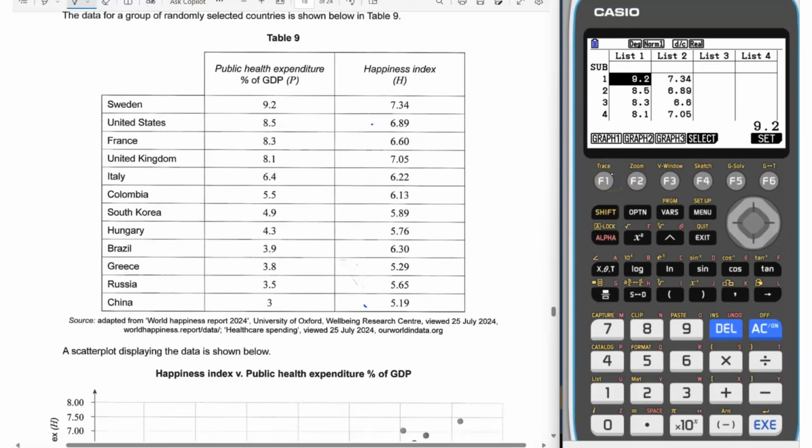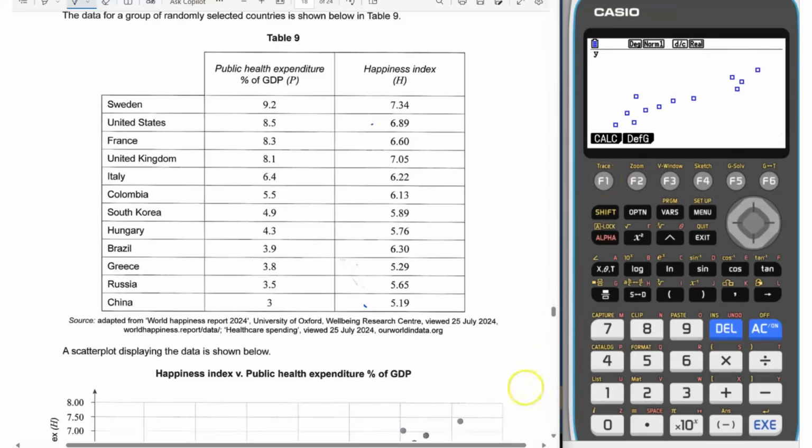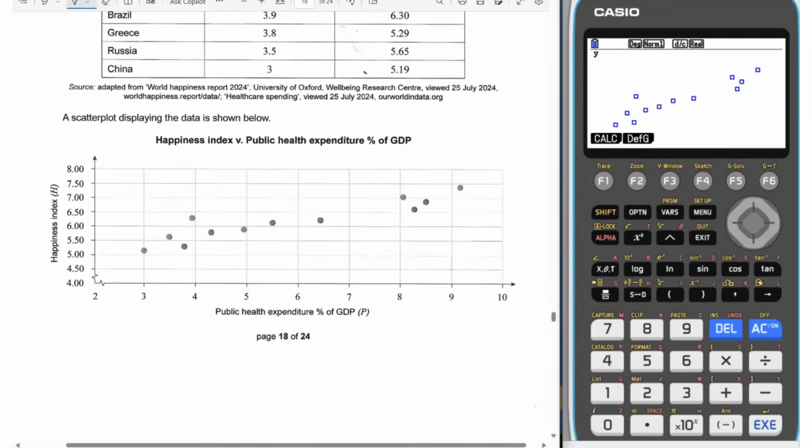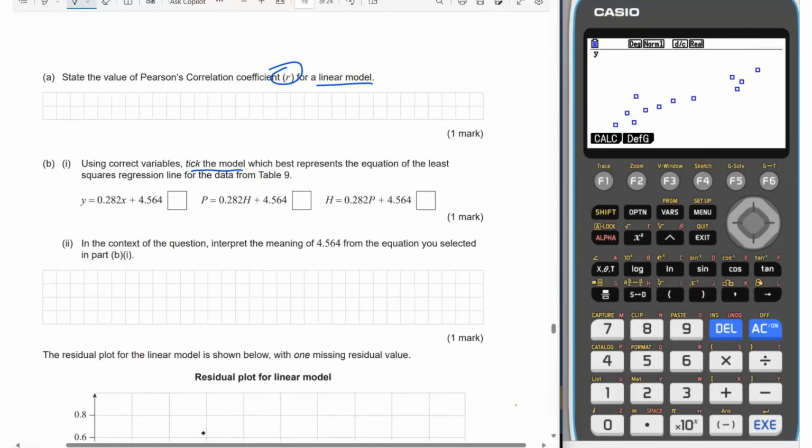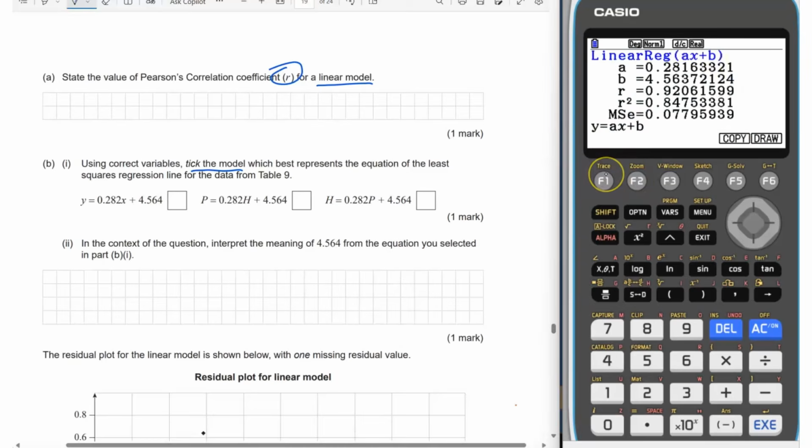Have a look at a quick scatter plot of your data. It should look similar to the one we're given on the first page. And then from here, you can see there's the option for calc. So we're just going to go into calc. We want to use the x or the linear function, which is F2, and then F1 to go ax plus b. And we can see from that information that R is going to be equal to 0.921. And we always use 3 sig figs for our R and our R squared values.